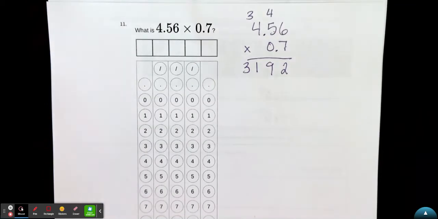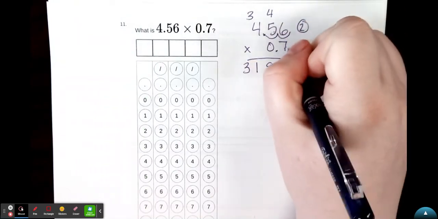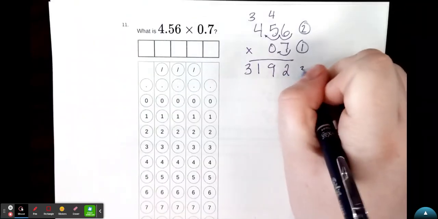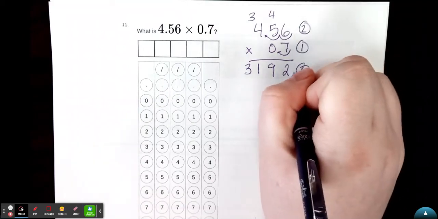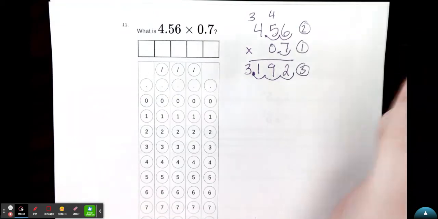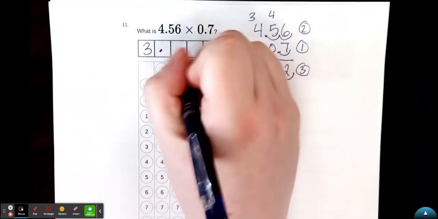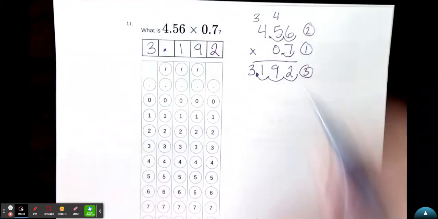So we're all done with the math part. Now we need to place the decimal. So this decimal was moved in 2 places. This one was moved in 1 place for a total of 3. So from the right-hand side, we go 1, 2, 3, and place our decimal. So our answer would be 3.192.